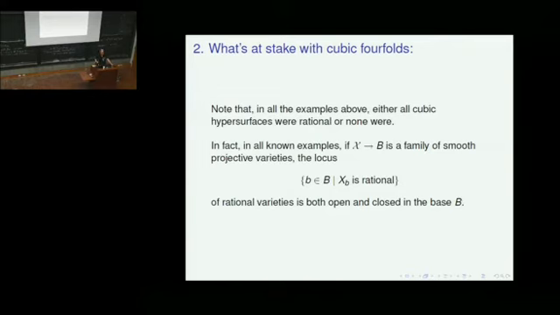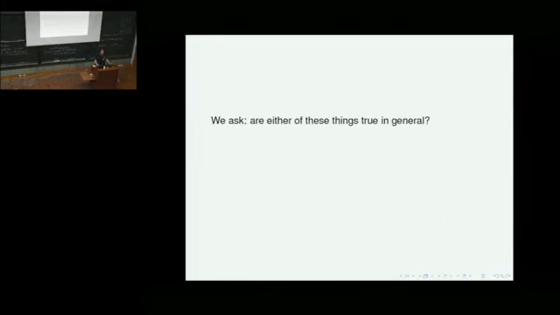In every known example, and by the way, when I say known here, I mean not just a family of varieties, but one where we know exactly which fibers are rational, it is the case that the condition of rationality is both open and closed. And that accounts for what we've observed in the case of cubic curves, surfaces, and threefolds. And again, the question is, are these things true of the condition of rationality in higher dimensions?